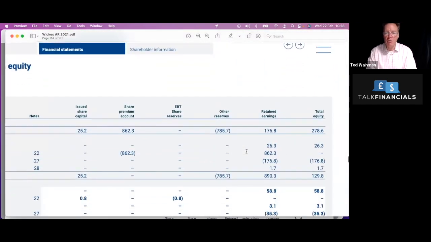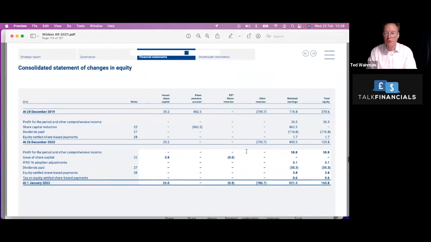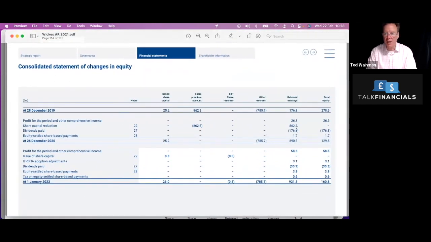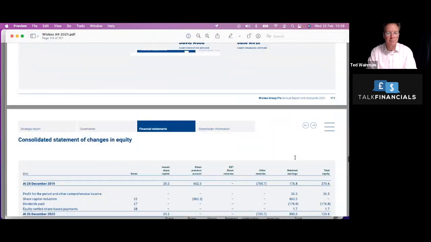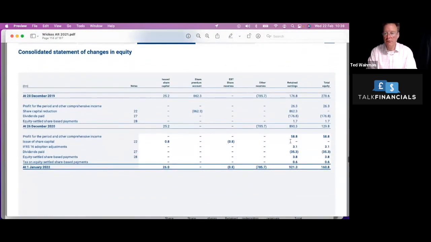For Wickes, this is their movement in equity. We can see there's the profit coming in. Let me just get the right period. So here's the profit. Yeah, there it is. There's the 60 million of profit. And these guys are paying out dividends. So no share buybacks at Wickes. It's all dividends, and anything which isn't paid out as a dividend is being reinvested back into the business. Okay, so again, a little bit of a distinction there between those two.